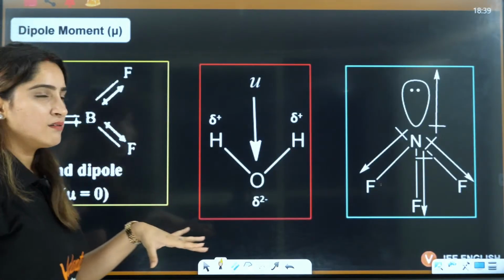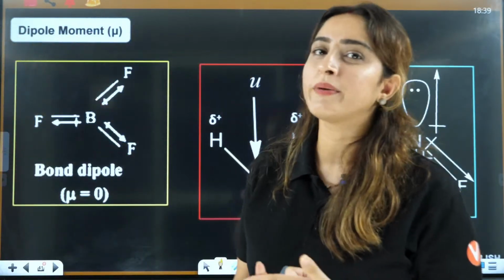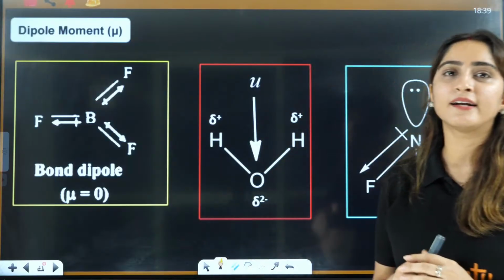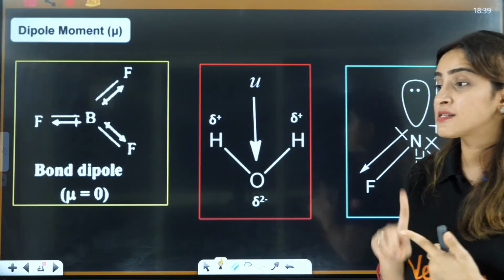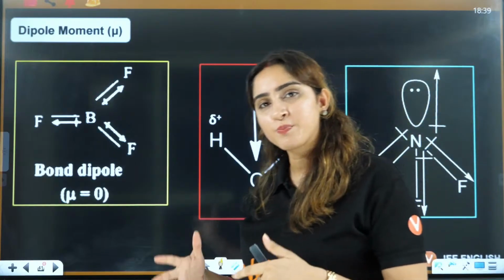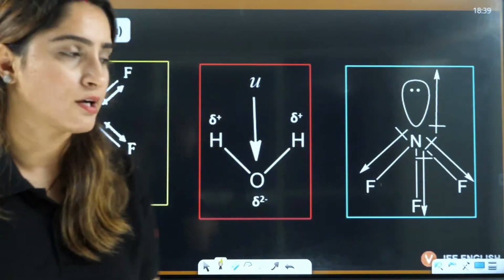Now let's see a very simple question. From here you should know one thing: what is the structure. You will get to know the structure from VSEPR and VBT.